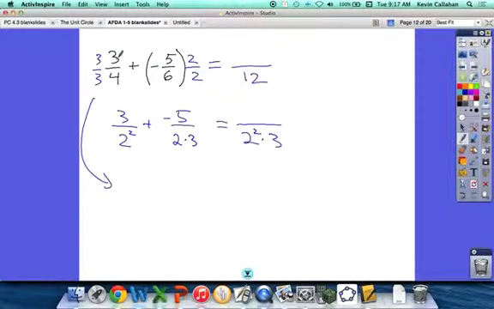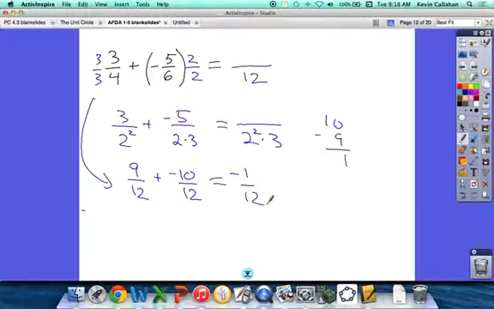So this will be 3 times 3, 9/12. And this will be 5 times 2, which will be plus negative 10/12. Is that going to be positive or negative? Right? The bigger of the two is negative. So we're going to do 10 minus 9 is 1. And because the bigger was negative, it'll be negative 1/12.